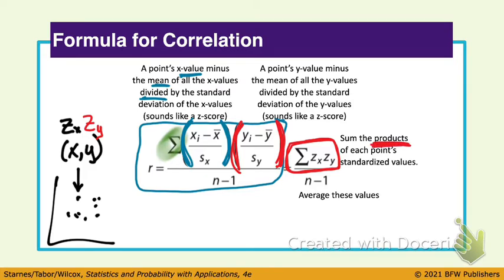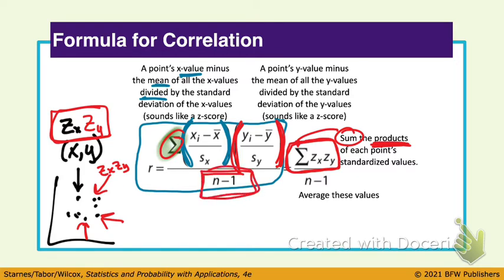Once I get every single point's product, this one is going to have its z-score for the x and z-score for the y, and I'm going to multiply them. And then this one's going to have it, and this one. After I get every single one of those products, I'm going to sum them up. That's what the summation sign is all about. And then the final step of the formula is to divide by n minus 1, which is basically like an average. So that's how I get a correlation.